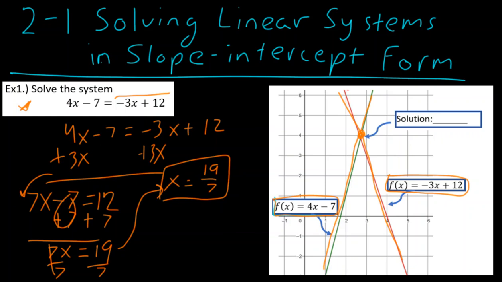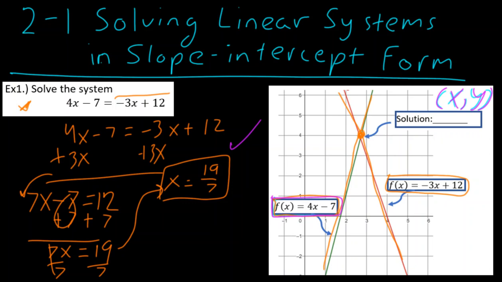Okay, now let's take this one step further though. We actually know that every single point is made up of an x and a y. So we found the x value, check, but now we have to find the y value. And how are we going to find the y value? Well, we're going to take that x value and plug it into either one of these functions. It doesn't really matter. So let's go ahead and plug it into this one, f of x equals 4x minus 7.